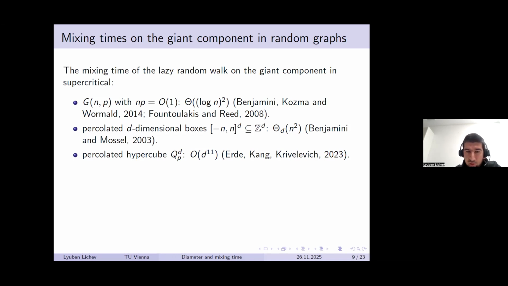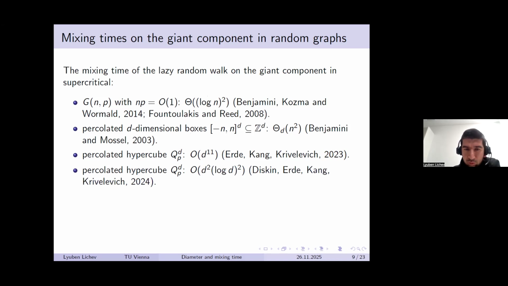And this problem was considered by Erde and Krivelevich in 23. They showed that the percolated hypercube has mixing, so the mixing time of the giant component here in the sparse supercritical regime is polynomial in d. So polynomial in the dimension, again, this means polylogarithmic in the number of vertices. One should always keep in mind that the number of vertices is 2 to the d here. And a year later, this was improved to d squared times some polylogarithm in d.